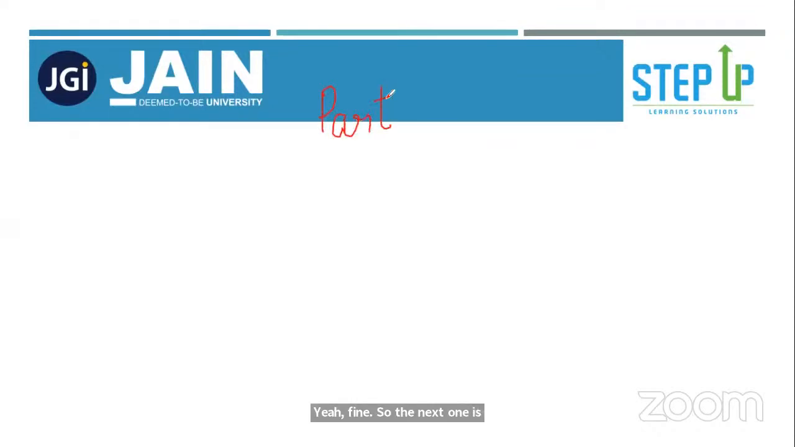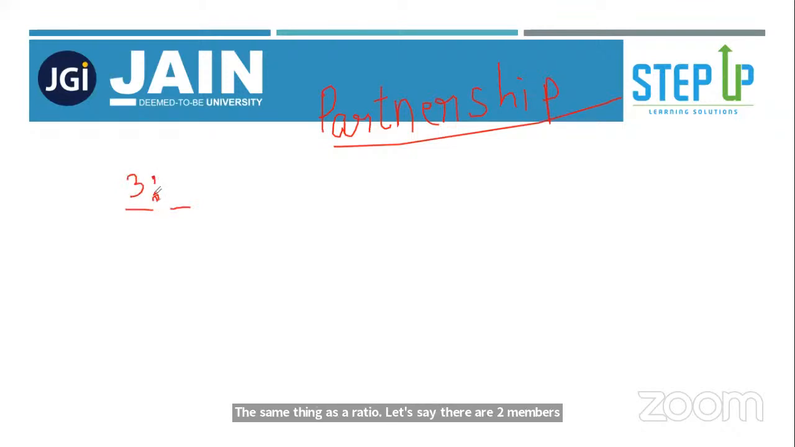So the next one is partnership, P-A-R-T-N-E-R-S-H-I-P. What we're going to do in this topic is very simple, the same thing as the ratio. Let's say there are two members investing 3:4. That means the ratio is 3:4.